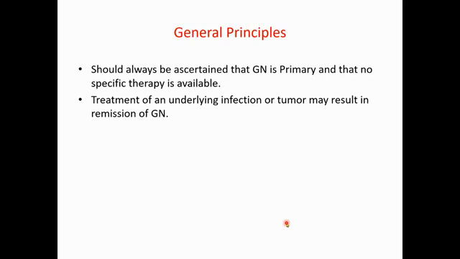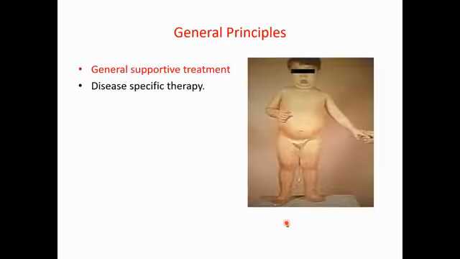The general principle is that it should always be ascertained whether the glomerulonephritis is primary. If no specific therapy is available, in this group of patients general treatment is the best one. Treatment of the underlying infection or tumor may result in remission of the glomerulonephritis. If a secondary cause is present and is treated, then the glomerulonephritis resolves spontaneously, as in infectious or tumor-related glomerulonephritis.